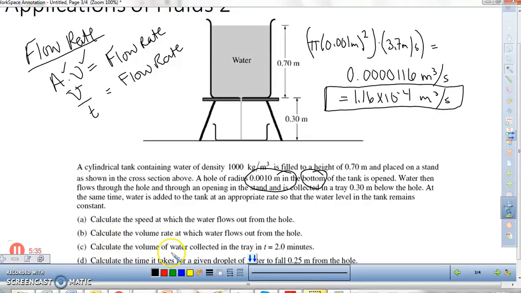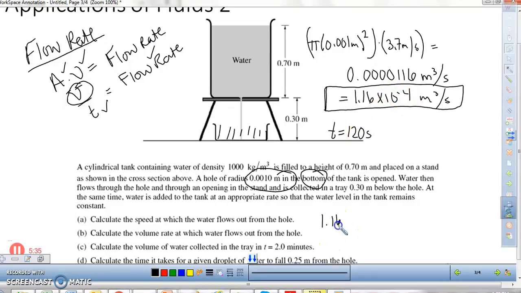Part C says calculate the volume of water collected in the tray, so how much water we collect in 2 minutes. So notice that this is in seconds, so I need to convert my 2 minutes to seconds, so that's going to be 120 seconds. And notice that we can calculate the volume of the water if we know the time and the flow rate, which we happen to know.